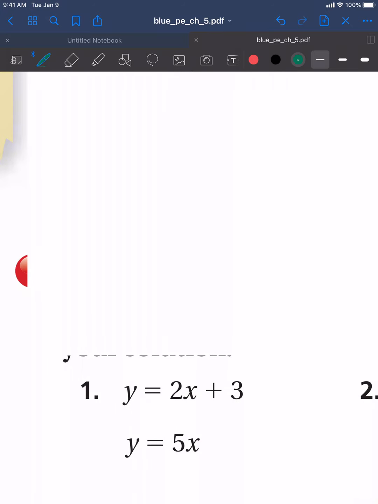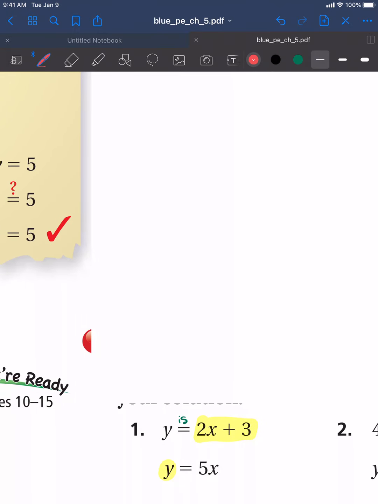No, it really doesn't. I'm just going to go ahead and write this because I always like to do the first one anyway. Y is 2x plus 3. Can I plug that in for the y? Yes. So what would my new giant equation be? 2x plus 3 equals 5x.